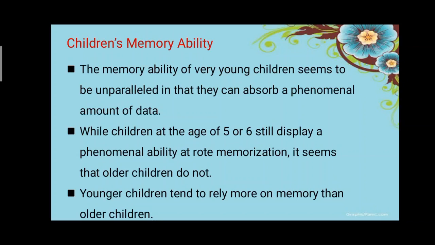As I said before, children have a golden age from 0 until 5 years old, and 6 years old can also easily memorize vocabulary, but after 6 years old it's more difficult to memorize vocabulary. And why? This slide says that older children don't display a phenomenal ability at rote memorization. So the last point: younger children tend to rely more on memory than older children.